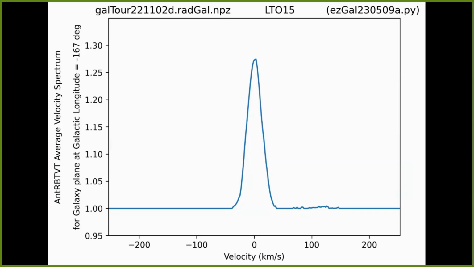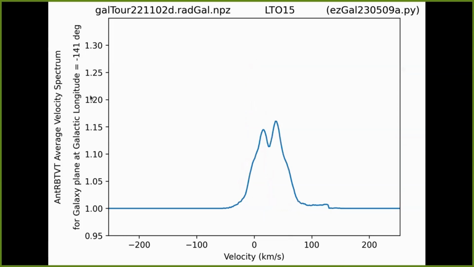The gal.npz file records information for an average of many different samples, sorted by galactic longitude. A positive velocity here means the hydrogen cloud was moving away from the local standard of rest.